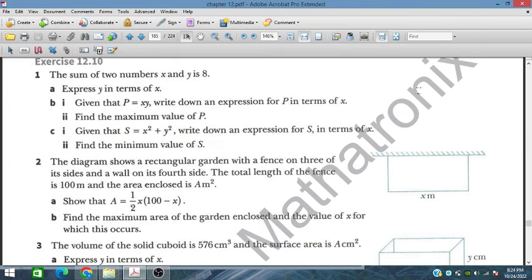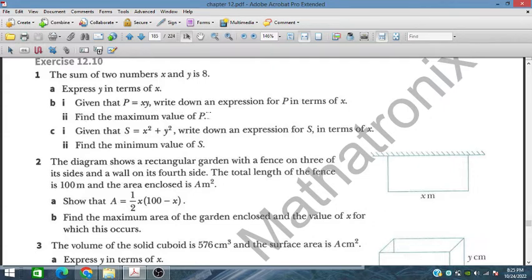12.10. Let's solve the first problem. The sum of the two numbers x and y is 8, so x plus y is equal to 8. Express y in terms of x. So it's very easy. And the second, given that p is equal to xy, x multiplied by y, write down an expression for p in terms of x. So in place of y we'll place 8 minus x, x into 8 minus x. So we'll have this function.